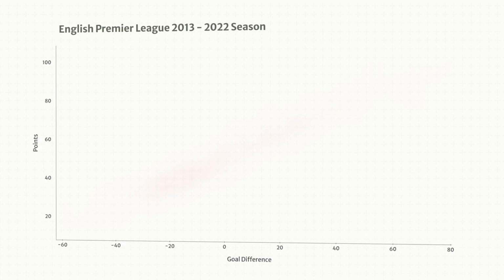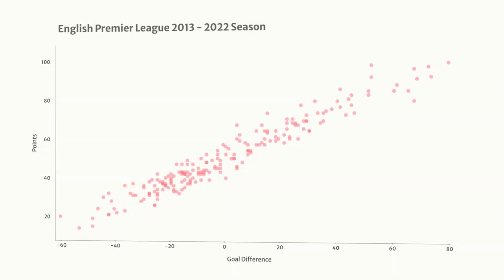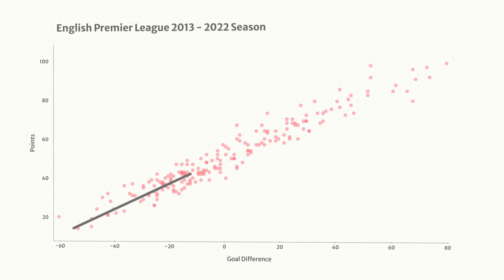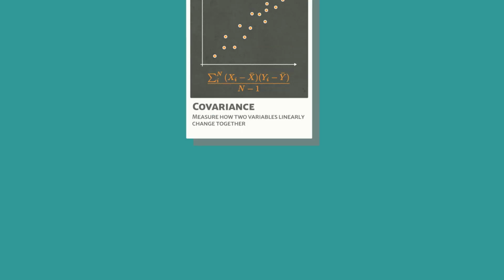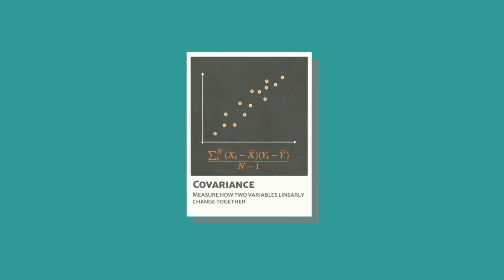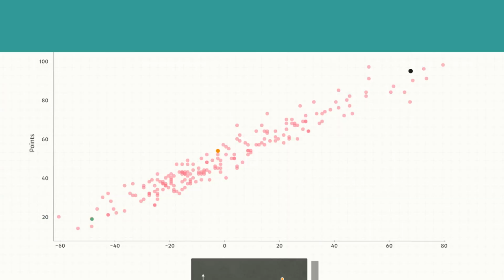If we plot the relationship between the goal difference and the points acquired in the last 10 seasons of the English Premier League, we see a positive relationship. Teams who have a higher goal difference tend to rack up more points. But how do we put a number on this relationship? Well, we can use something called a covariance. It's a measure of how much two variables change together, how they co-vary together.